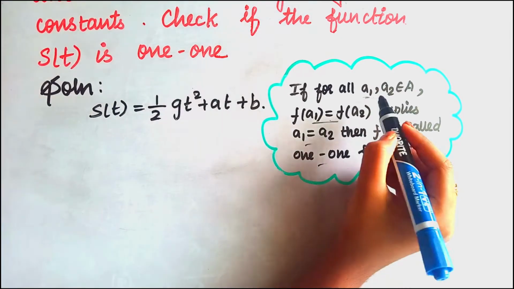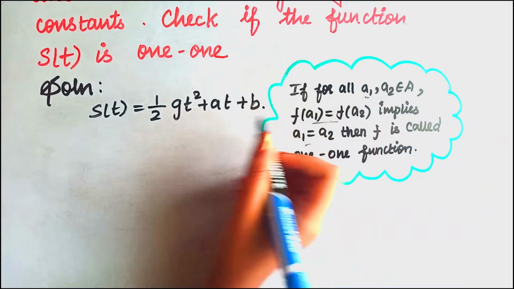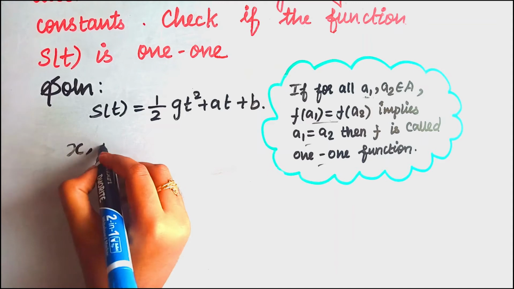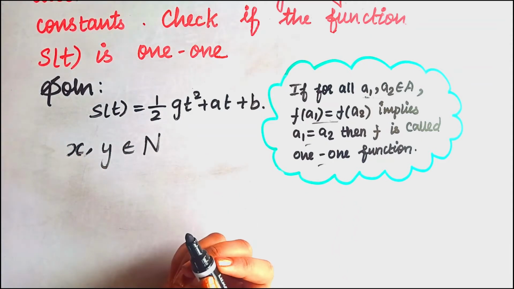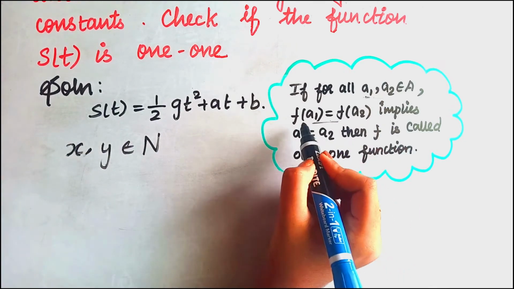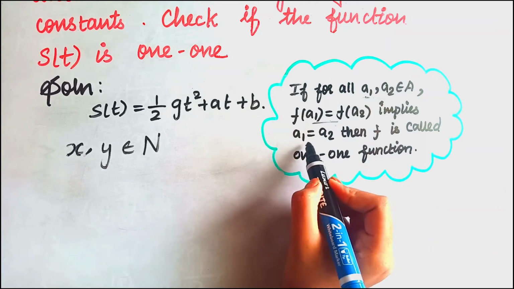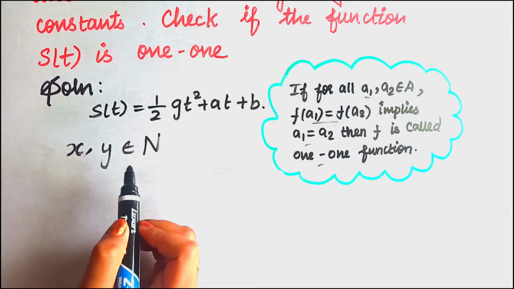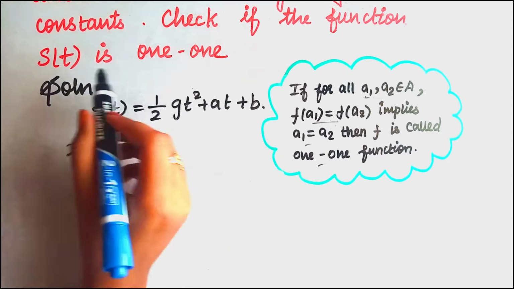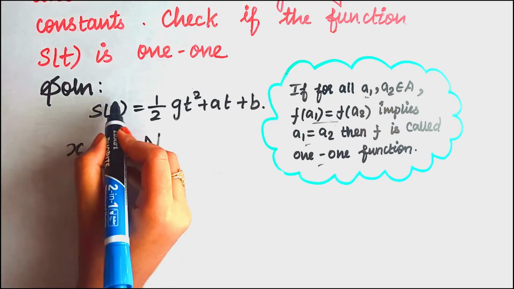Now we first need to satisfy the first condition, which is we need two elements, right? So we are taking x comma y belongs to N, so that x and y are the two elements. Now we need the function of those two elements to be equal, and we have to prove a1 is equal to a2, which means here x is equal to y. So if we prove x is equal to y, then you can say that s of t is 1 to 1, right?